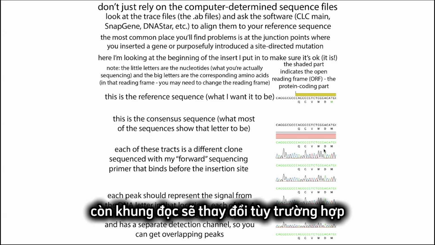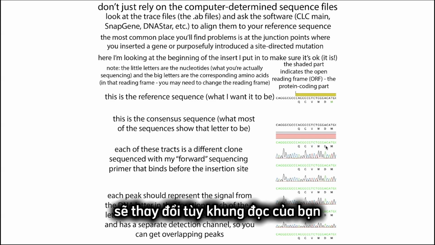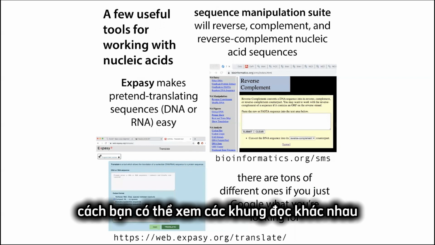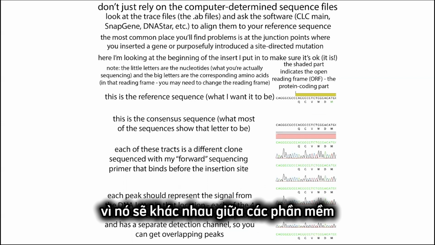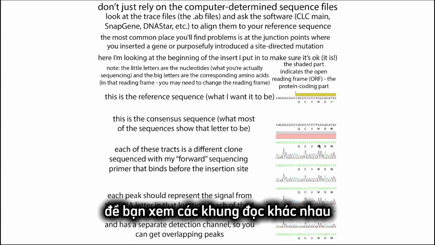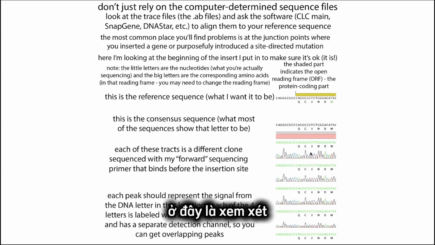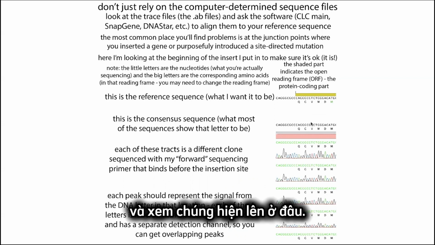Now, the translation will actually vary depending on your reading frame, and much more on that in other posts, as well as how you can check out different reading frames. I'm not going to go into the details because it's going to vary from software to software, but there are typically ways where you can view the different reading frames if you're interested in that. But what we're interested in here is looking at these AB traces, looking at how they compare to the reference sequence, and what we should be looking at.